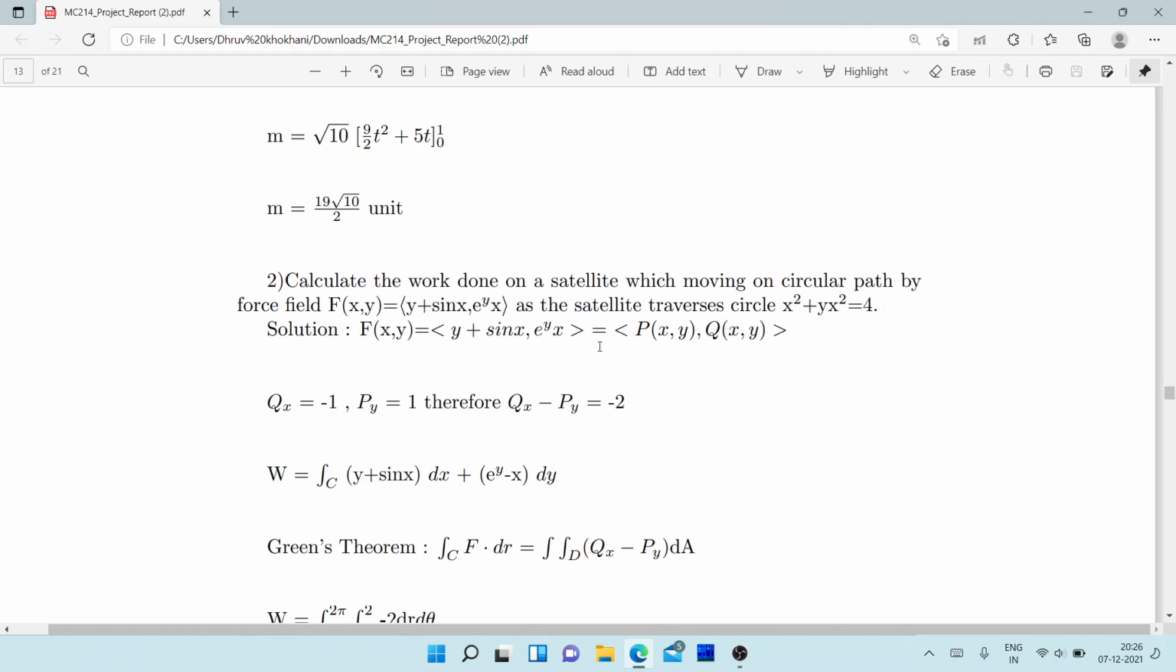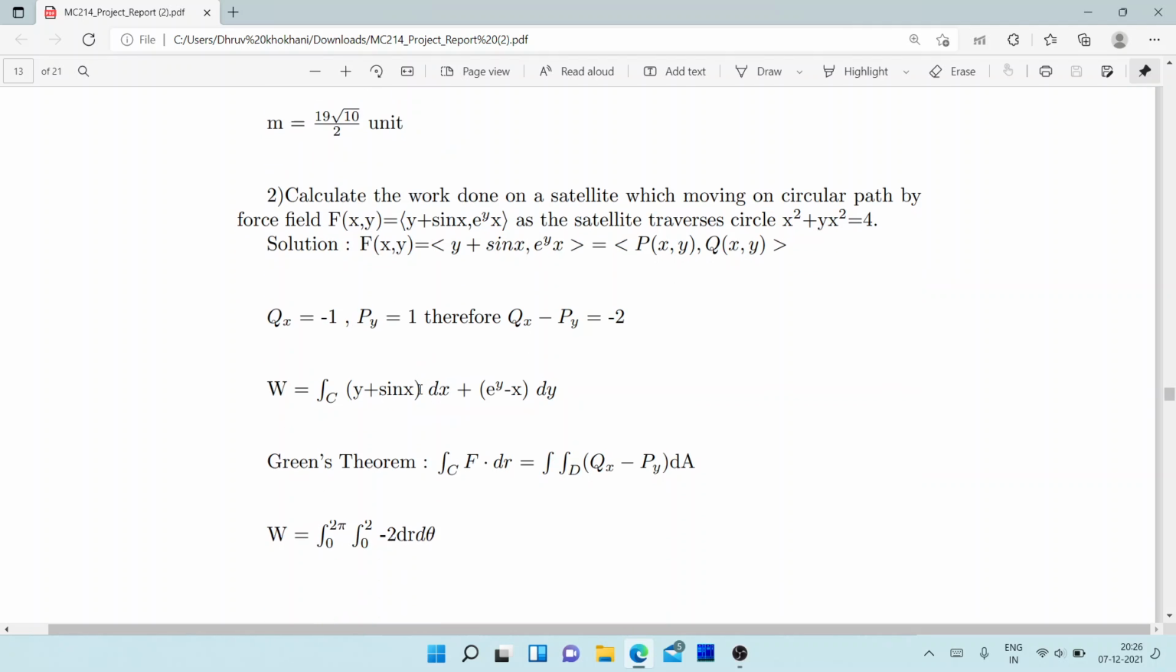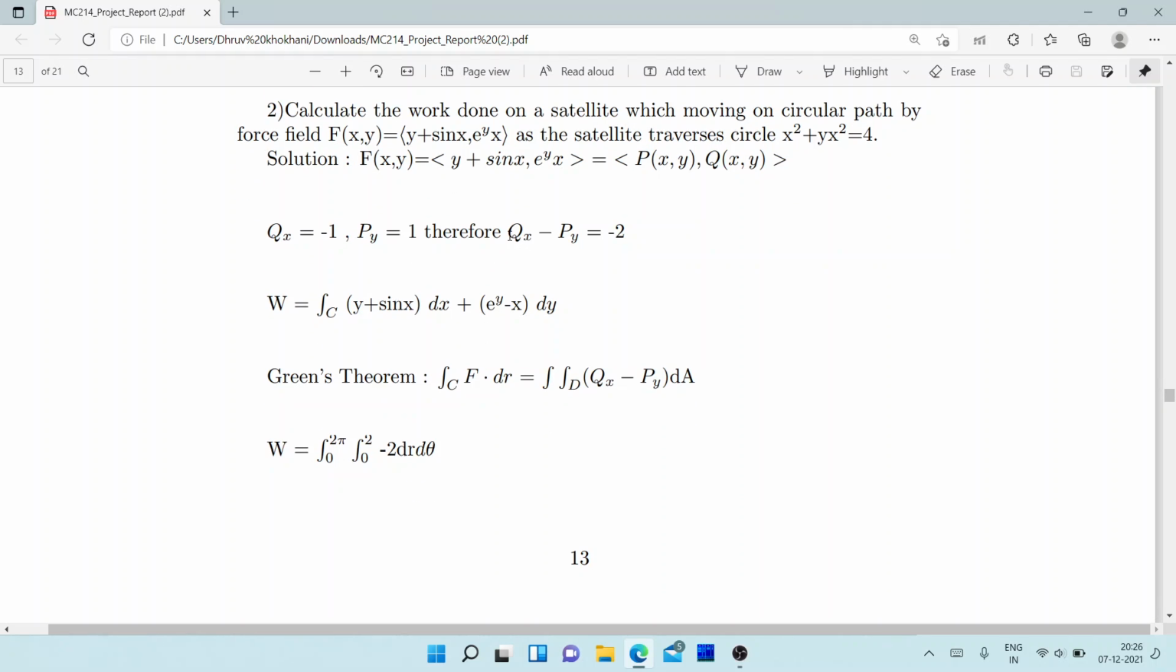So we take function P as y plus sin x and Q as e to the power y into x, and we differentiate Q with respect to x and P with respect to y, and take the difference Qx minus Py, which is minus 2. So we use Green's theorem to find the total work done by this force field.